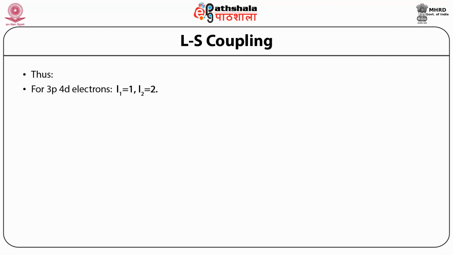Thus, for 3p 4d electrons, L1 is equal to 1, L2 is equal to 2, therefore writing L is equal to mod of L1 minus L2, mod of L1 minus L2 plus 1, and up to L1 plus L2, which is equal to 1, 2, 3, giving us P, D, F states.